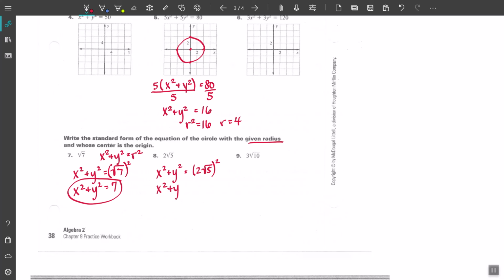Okay, and so left side stays the same. I'm going to square the whole number of 2 to get 4. And then when I square the square root of 5, again, those are inverses, so they're going to cancel each other out. So I'll end up with 5 there. So my final simplified equation in standard form will look like that.